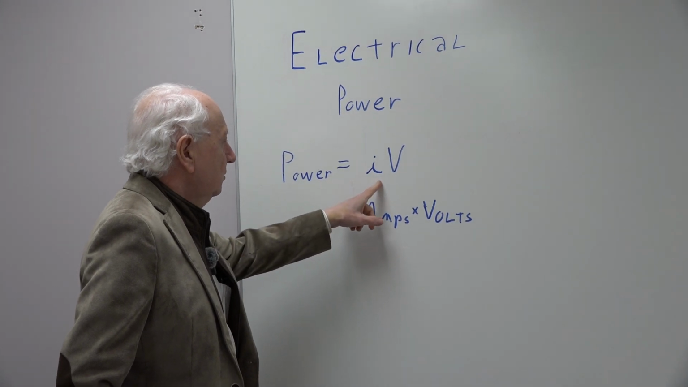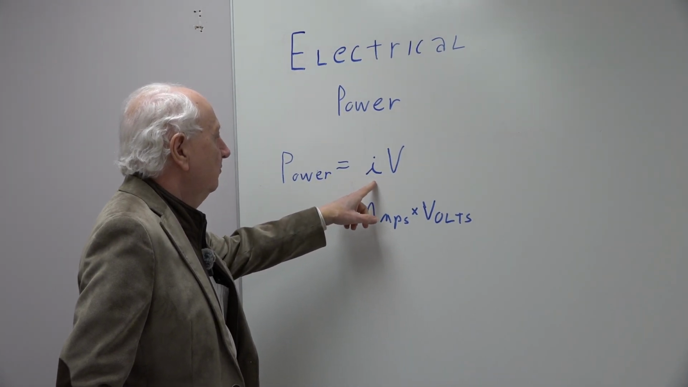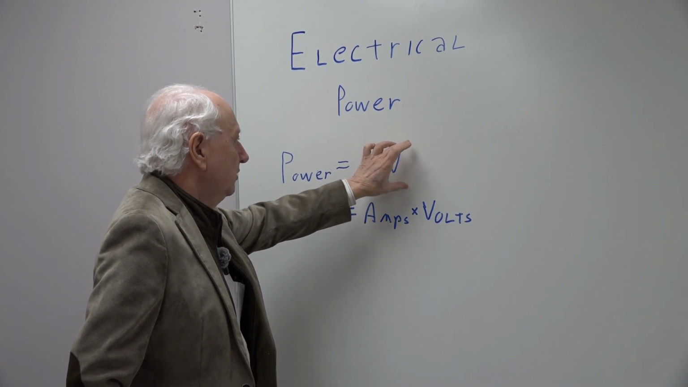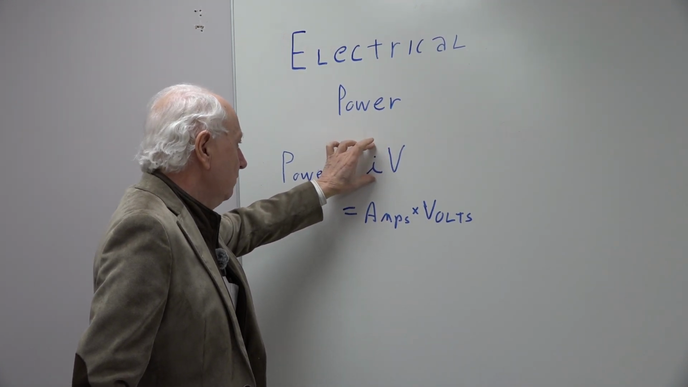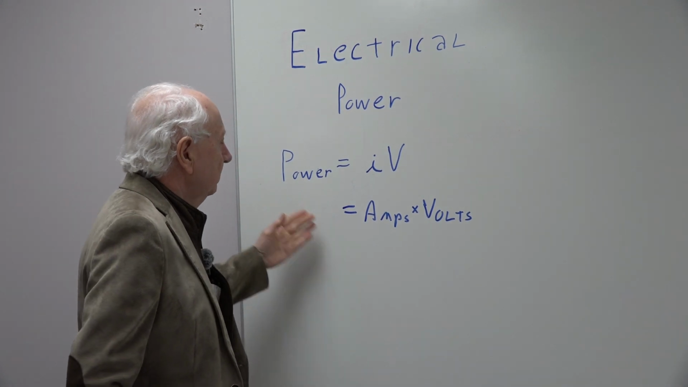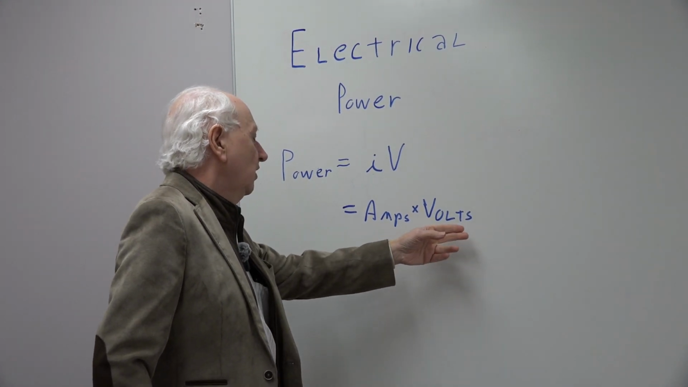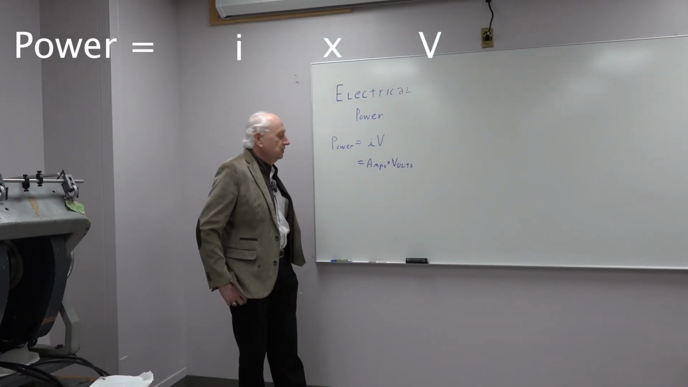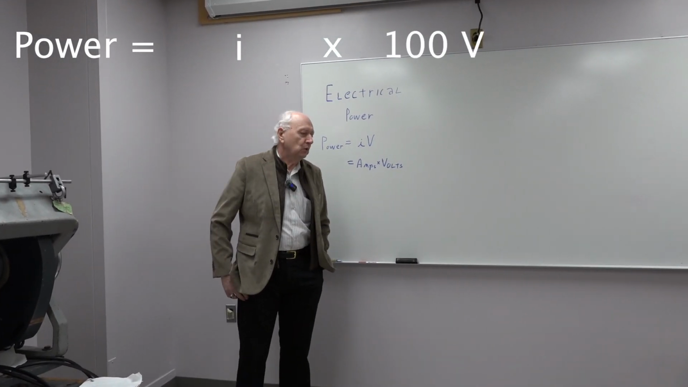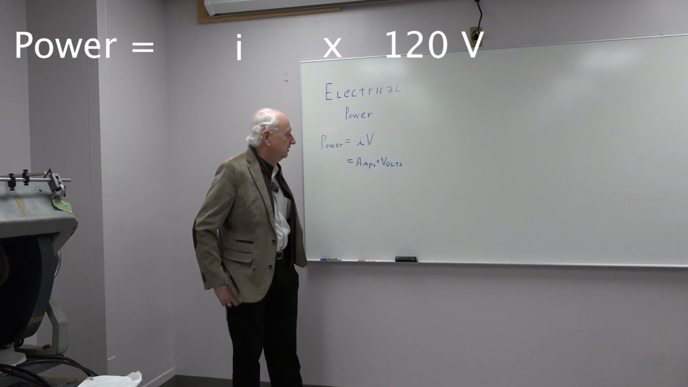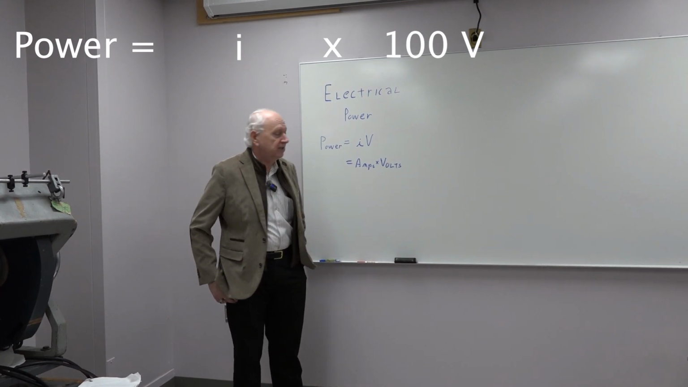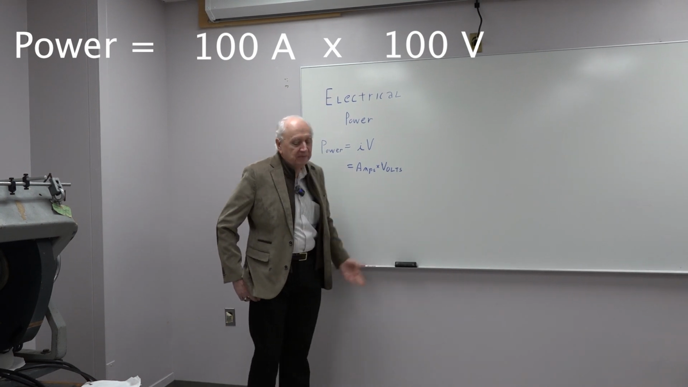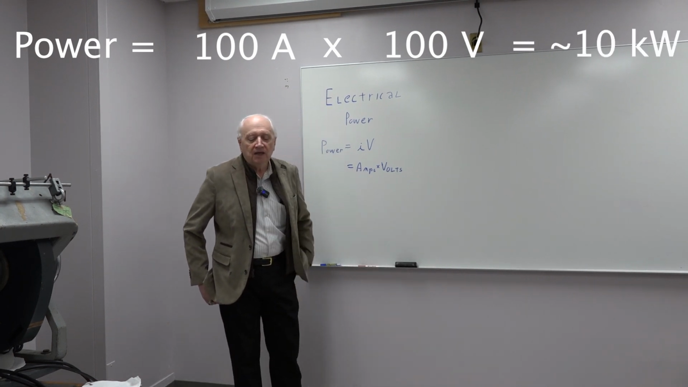So being a product, you could transmit a lot of power with high current and modest voltage, or with modest current and very high voltage. Low amps, high volts, or low volts, high amps. Now your house runs at about 100 volts, 120 actually, but let's say 100 volts, and a typical home service is about 100 amps. So that means that each house uses about, on the average, 10 kilowatts.